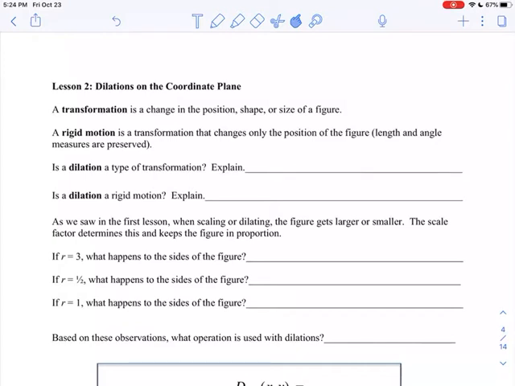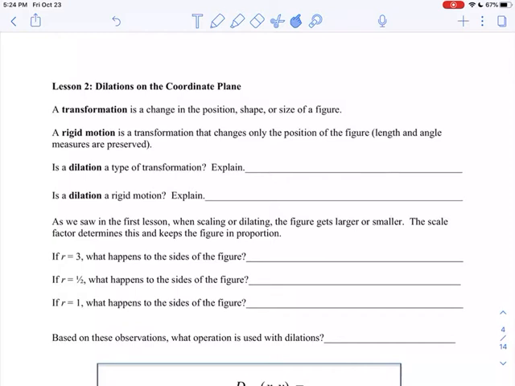Hi GOR, this is Unit 4, Lesson 2, and today we're going to talk about dilations on the coordinate plane. You're going to see that it's nice and easy to do. Just a quick reminder, a transformation is a change in the position, shape, or size of a figure. So based on that, a dilation is a transformation.